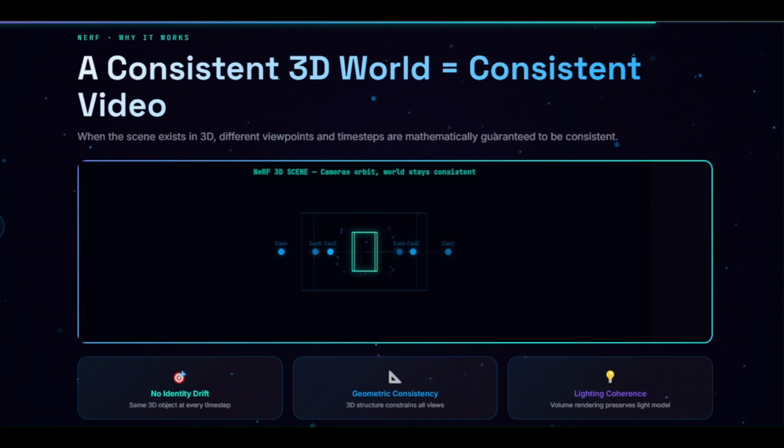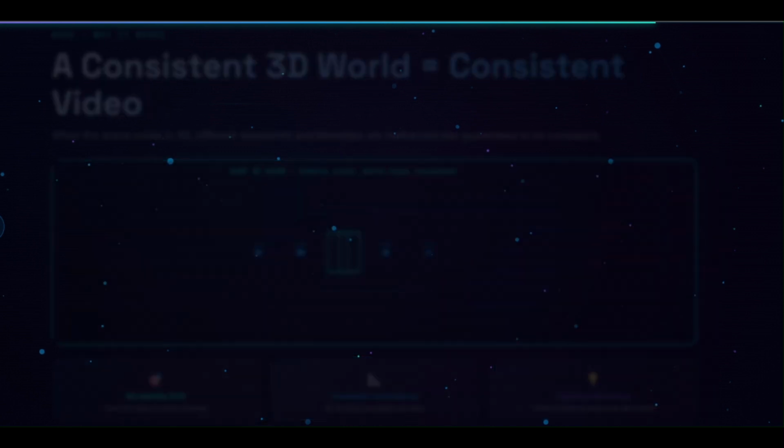Identity drift becomes much harder. Geometry remains consistent. Lighting remains coherent. Instead of forcing consistency after generation, NeRFs build consistency directly into the scene representation.